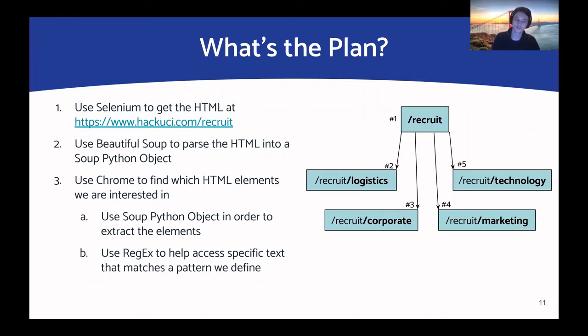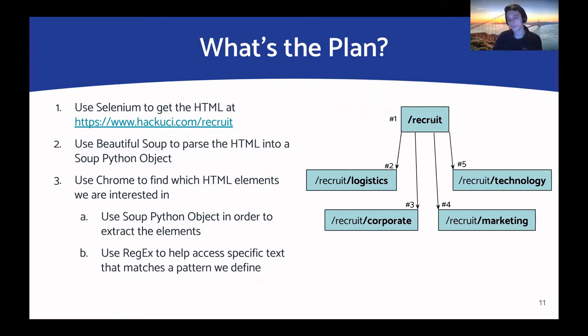And then we're going to use Chrome to inspect the website and see where the things that we are actually looking for are located and how we can identify them in the HTML uniquely. And then we're going to use, again, another soup Python object to extract the elements. And then we're going to use regex to help filter out the text that we're looking for.